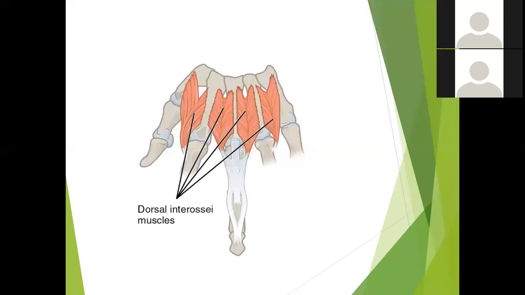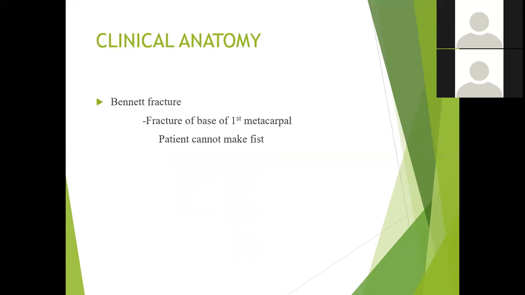So next we are coming to dorsal interosseous. Dorsal interosseous gets attachment in all the metacarpal bones. Okay, so the adjacent sides of both neighbouring bones give origin for dorsal interosseous.